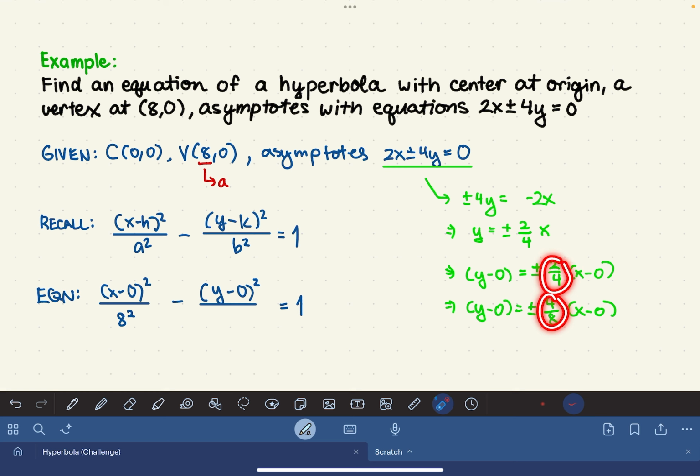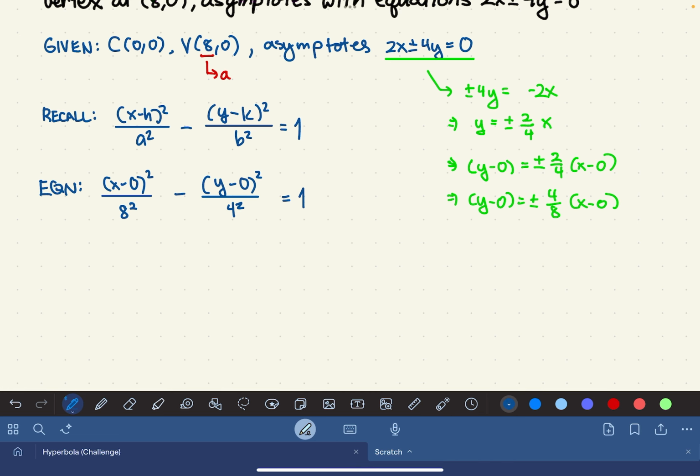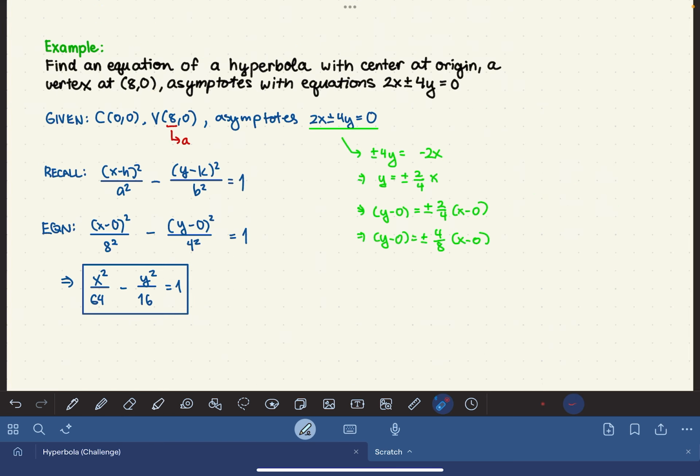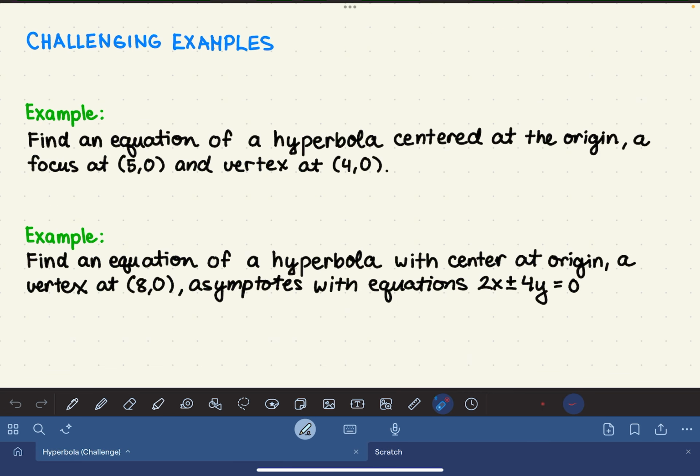These two are the same, but the good thing about this is that this one matches the a that we have. If that is the case, then we now know that this one, the b, must match what we want. So basically, the b that we are finding here is 4 squared. Simplifying, we can write the equation as x squared over 8 squared, or 64, minus y squared over 16 equal to 1. That is the answer for this problem. So those are our examples for today.